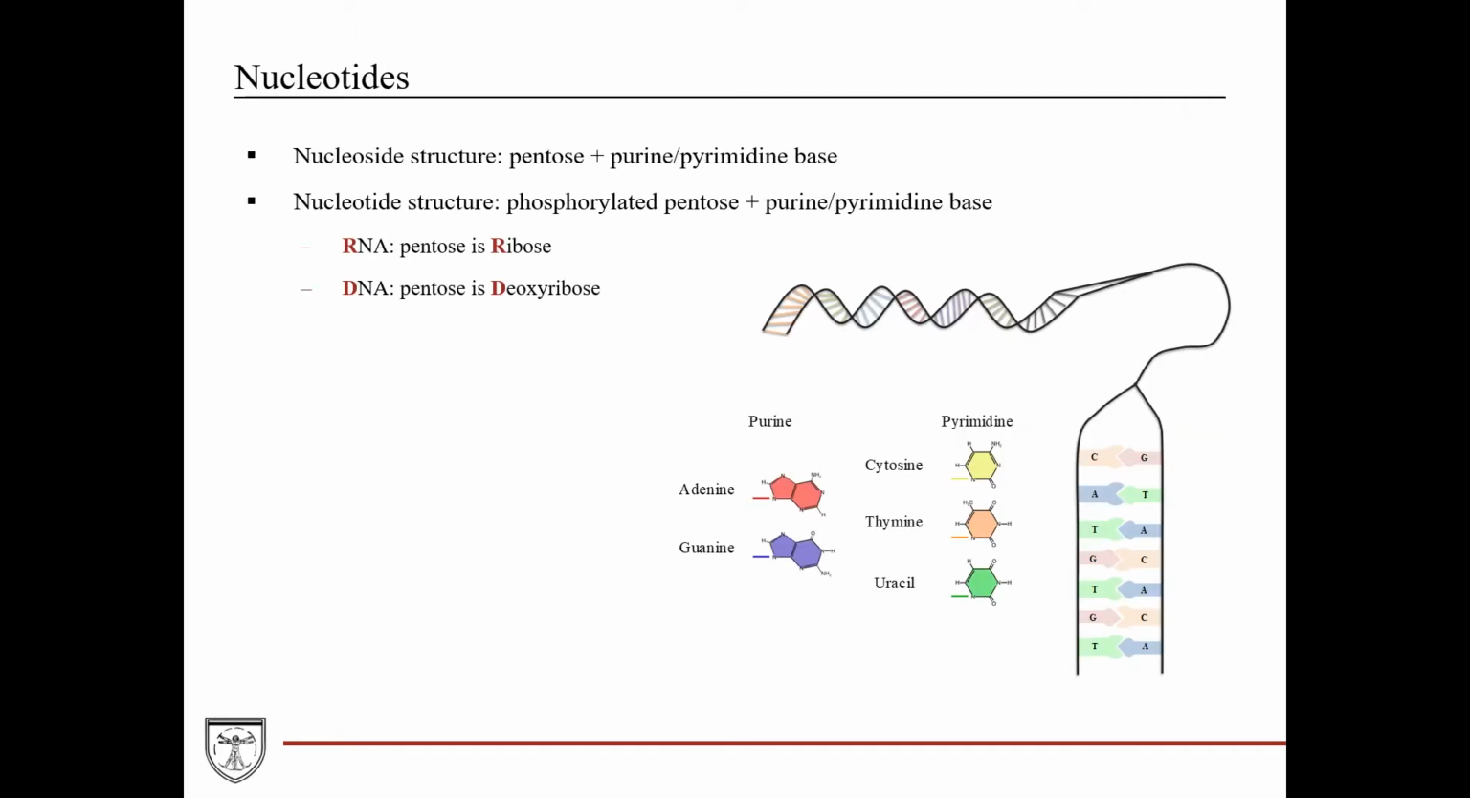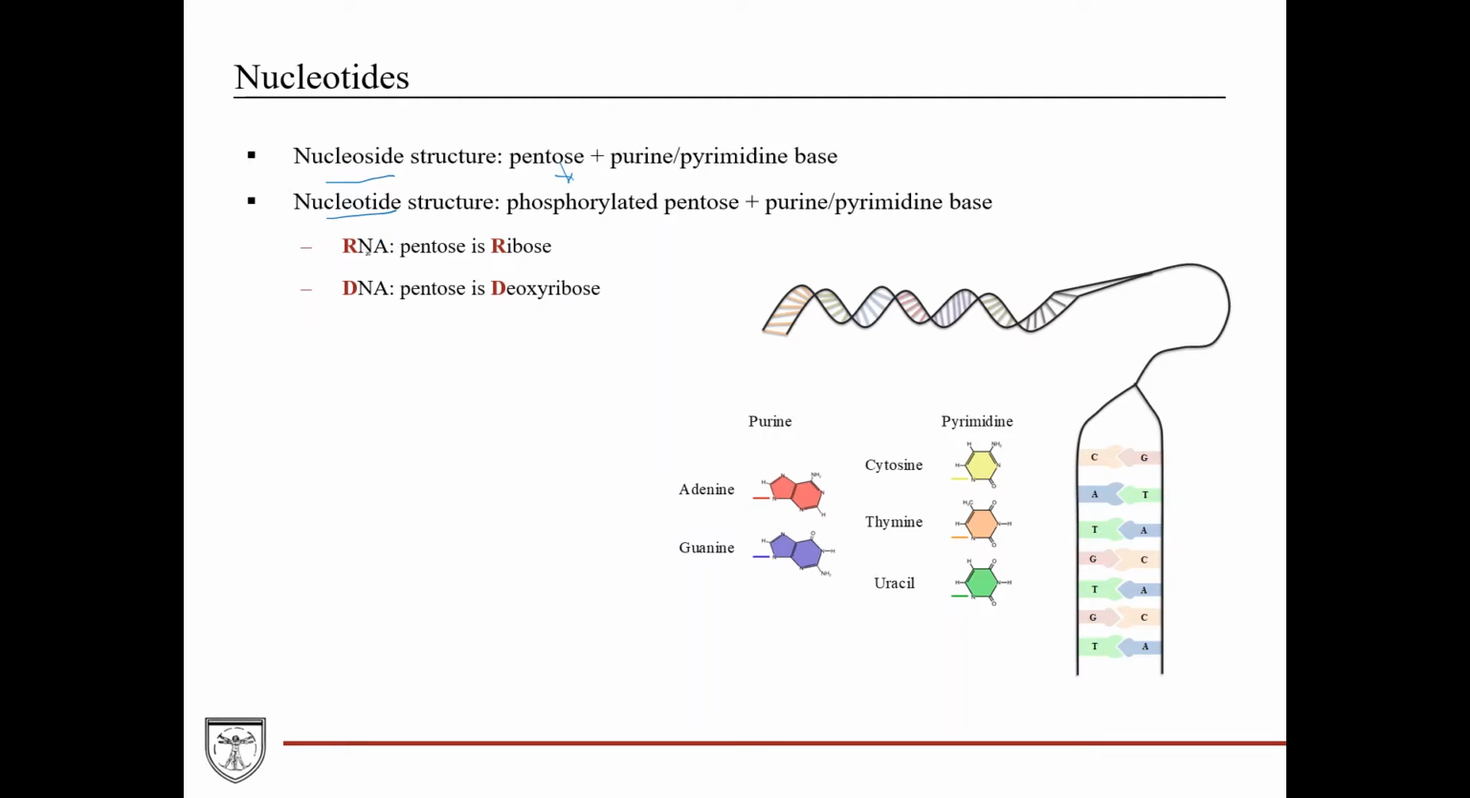Alright, so nucleotides are the building blocks of DNA and RNA, and it starts with the nucleoside. A nucleoside is a pentose and then a purine or pyrimidine base, and then you form a nucleotide from a nucleoside by phosphorylating that pentose. So then you have a phosphorylated pentose and a purine or pyrimidine base, and that's what gives you a nucleotide.